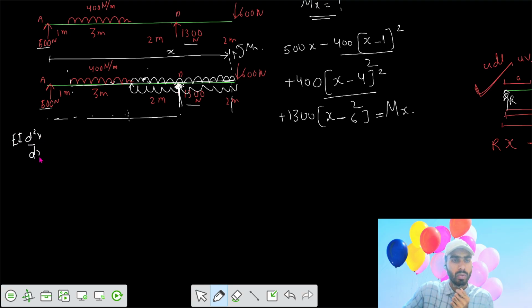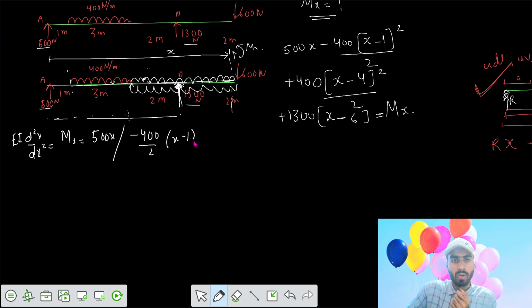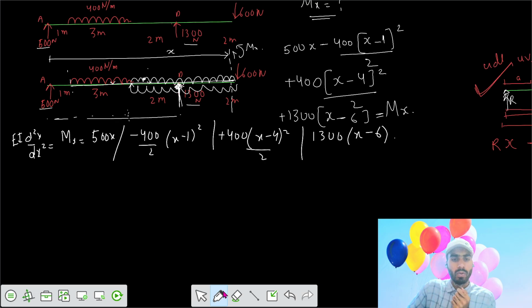EI d2y by dx2 equals M at x, which equals, since the 500 is valid for the entire section, 500 into x. Then after that you apply the Macaulay sign, so we write 400 by 2 into (x minus 1) whole square. Then plus 400 (x minus 4) whole square by 2. Then 1300 (x minus 6). Then you have to integrate it one time.